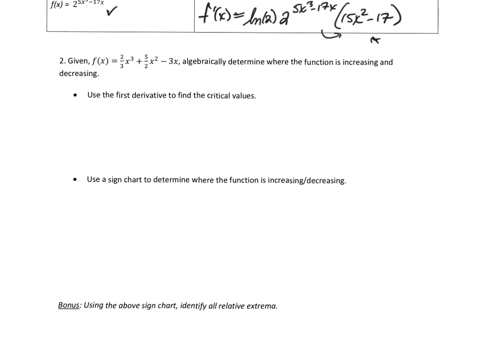So for the next one, this is the actual problem from 2.1, and we want to use the first derivative to find the critical values. So we're going to take the first derivative, bring the 3 down. 3 times 2/3 is 2, x squared. Bring the 2 down for this next term. 2's divide out, you get 5x, and then minus 3. We're looking for critical values, so we are going to set this thing equal to 0 and factor it.